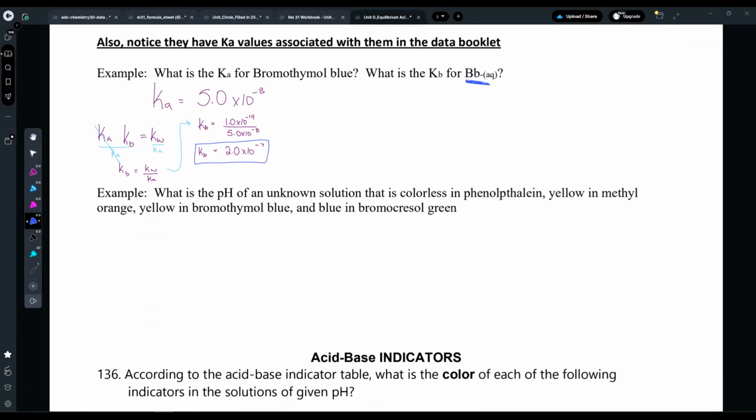All right, the other types of questions that you can get that involve indicators is having to use some data from indicators to determine what pH range an unknown solution is. So for this next example, we're asked, what is the pH of an unknown solution that is colorless in phenolphthalein, yellow in methyl orange, yellow in bromothymol blue, and then blue in bromocresol green.